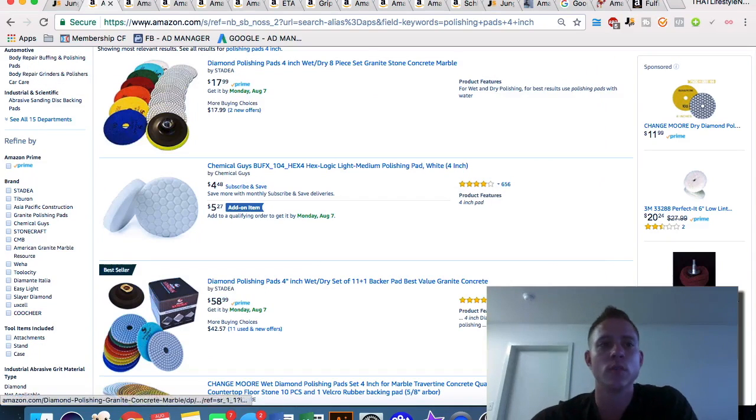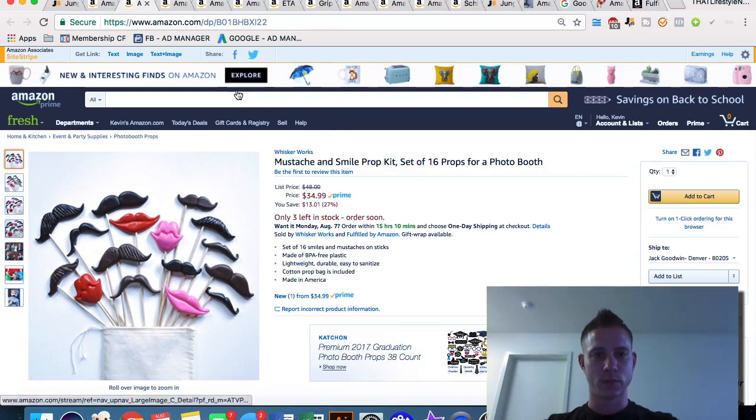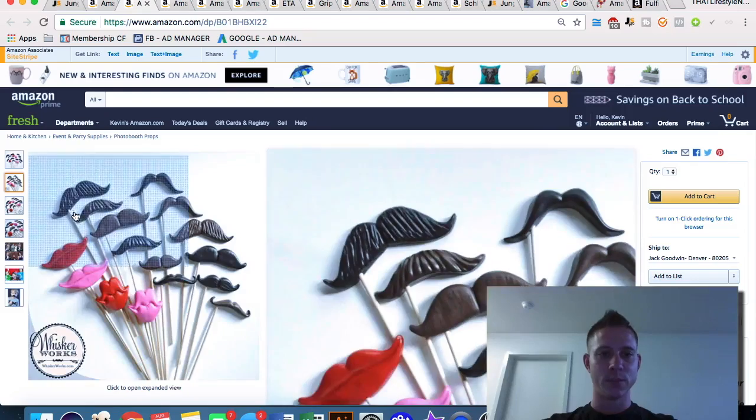So this is one that maybe we'll move on with, but I'll just leave the window open for now, and we'll take a look at the next one. So let's do mustache and smile. Okay. So as you can see, these images are much better.